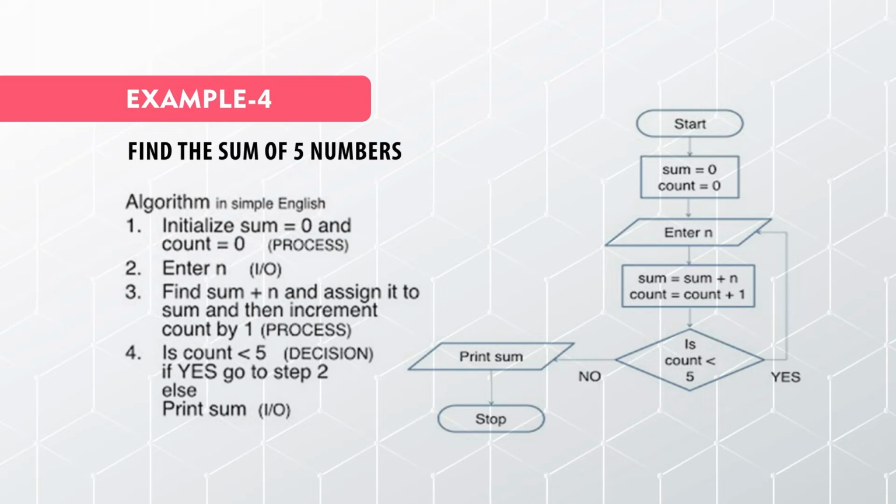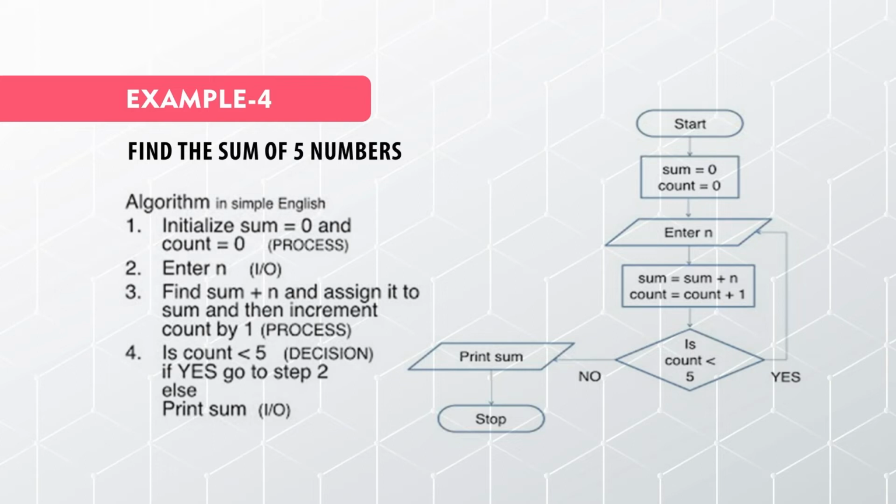Sum is actually a variable which is storing the sum of 5 numbers entered by the user, and count is a variable which is taking care of how many inputs are being given by the user. So, firstly the user is asked to enter the number n. Say the number entered by the user is 1. So, as per step 3, sum is equal to sum plus n. So, the new value of sum will be equal to 0 plus 1, that is 1, and count will be incremented by 1. So, that means count will be equal to 1.